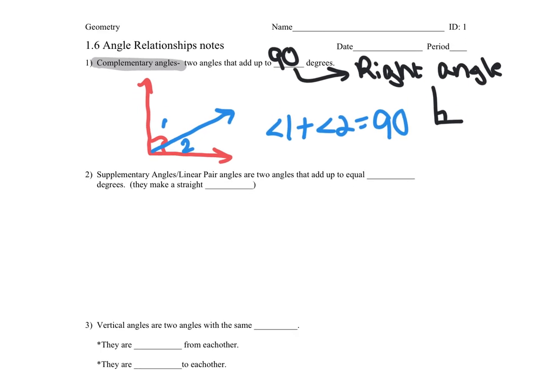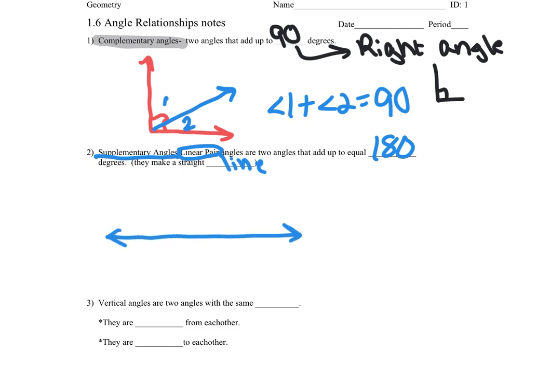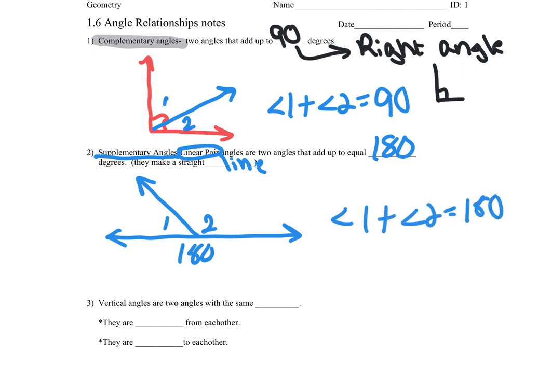And similarly, if we had supplementary angles or a linear pair, either of those, they're kind of synonymous. They're two angles that add up to equal 180 degrees, and they make a straight line. So your picture for this is going to look something like this, where you have a straight line, and then you'll have a ray coming off of it. And again, we know it's a straight line, so we know it's going to add to 180. We'd have angle 1 and angle 2. Angle 1 plus angle 2 will equal 180 degrees. And again, that's either called supplementary or linear pair.